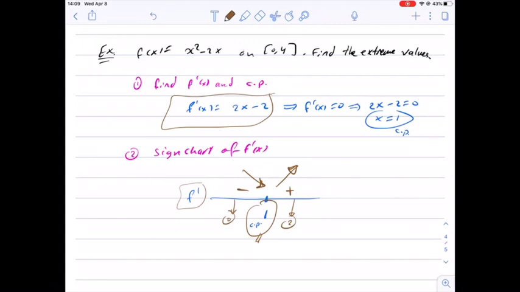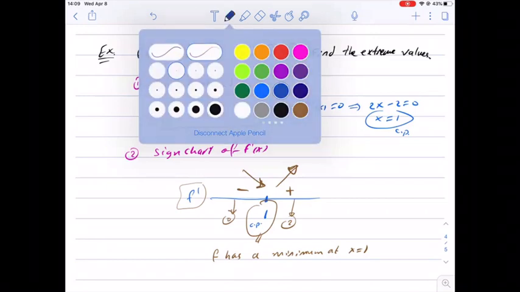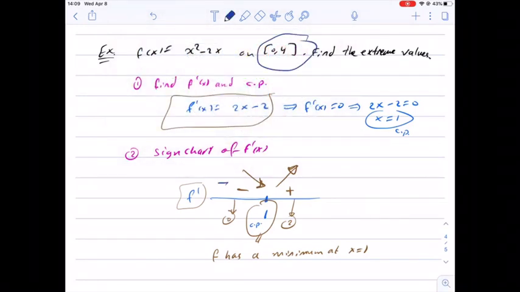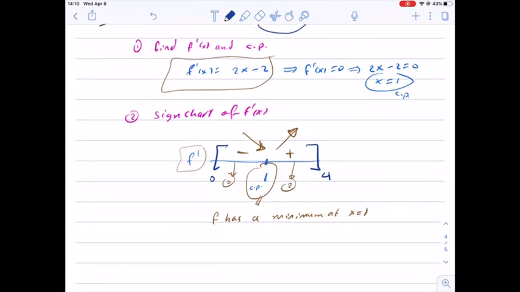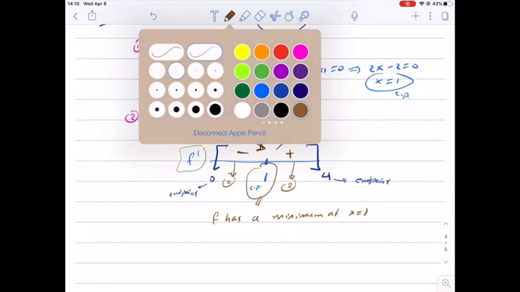That means at x equals 1, the function f has a minimum point. But we have an interval here. As you can see, it's defined on the interval 0, 4, so we need to include it from 0 to 4. So in order to determine whether it is relative or absolute, we need to determine the endpoints as well. This is an endpoint, and this is another endpoint, and we have the critical point, the stationary critical point.